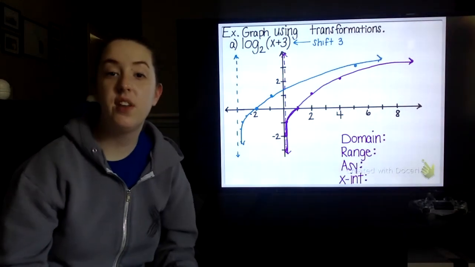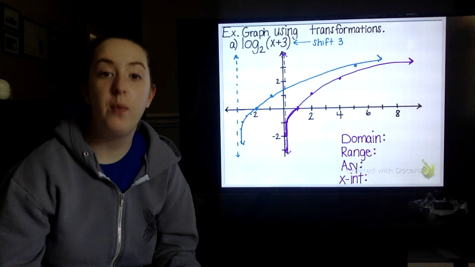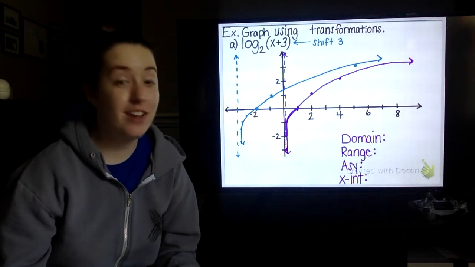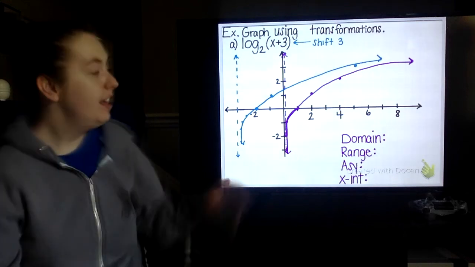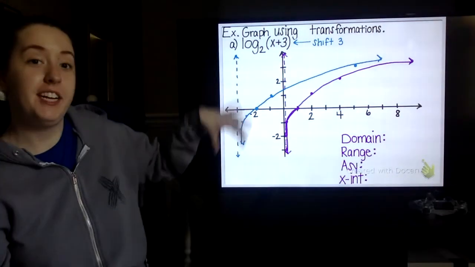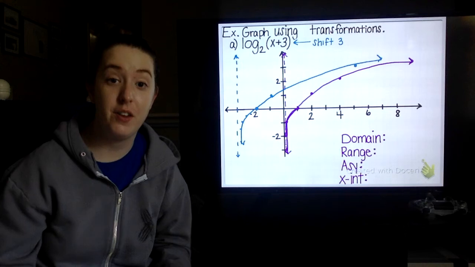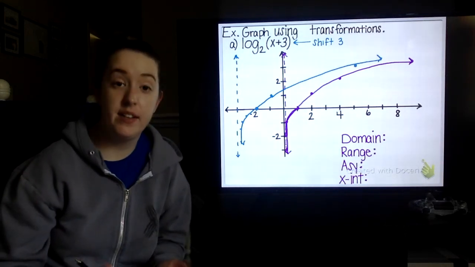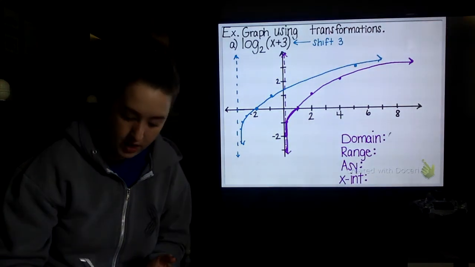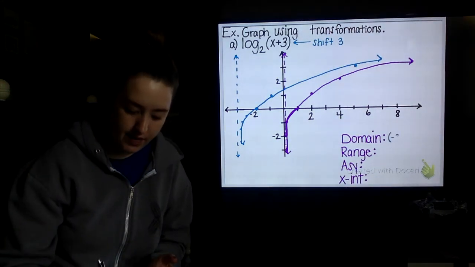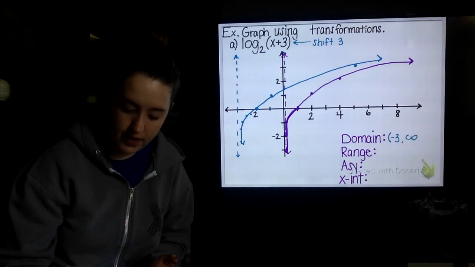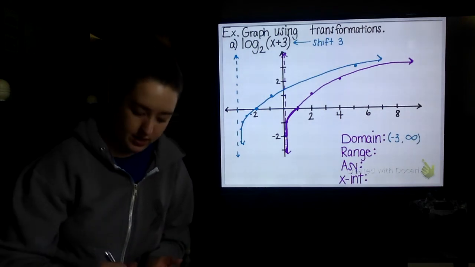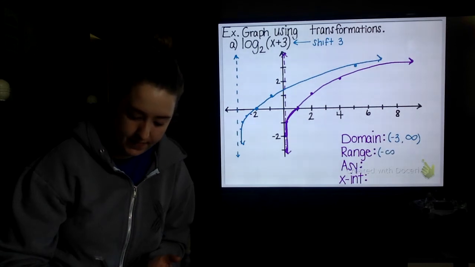Okay, so let's have a conversation about what changed here. Our domain, the x values, definitely changed, right? Now we have some x values over here in our second and third quadrants. So my x values now start at negative 3. I'm going to have a parenthesis, negative 3, and then I have x values all the way out until infinity. My range is still negative infinity to positive infinity.